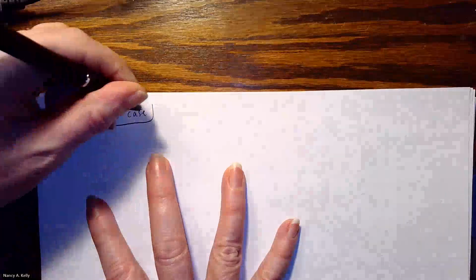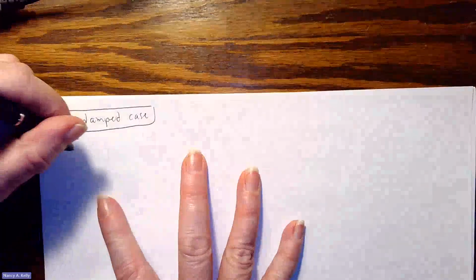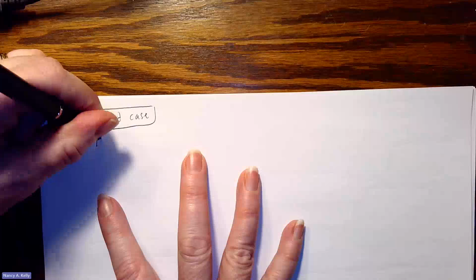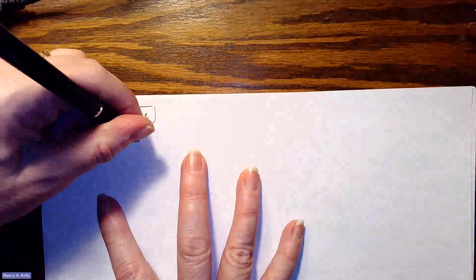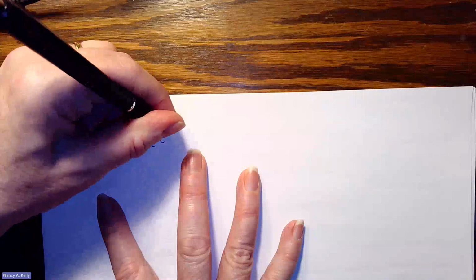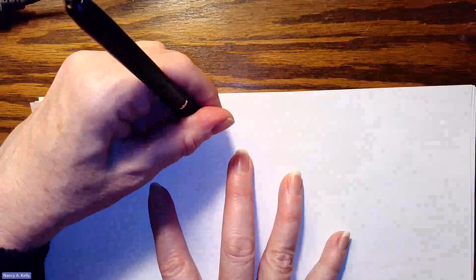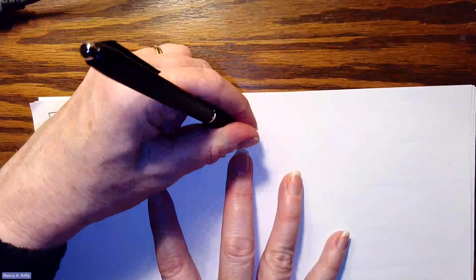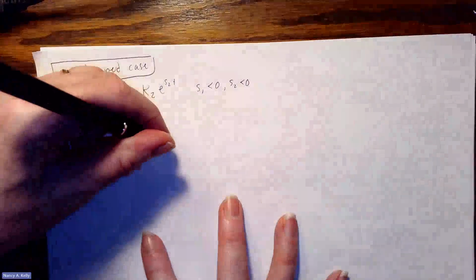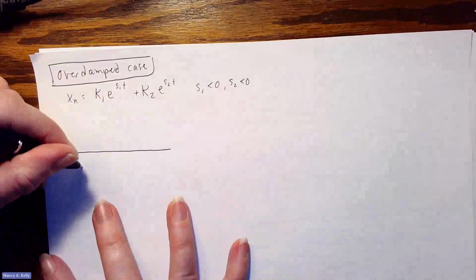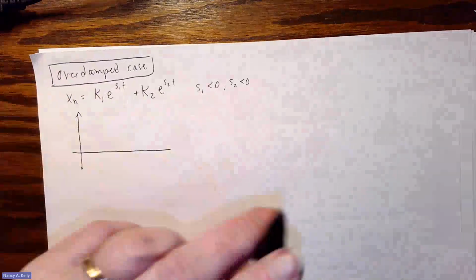I'll write this overdamped case. We have x sub n is equal to k1 e to the s1 t plus k2 e to the s2 t, and both s1 is less than 0 and s2 is less than 0. Okay, so what do these look like? Well, the first term, I'm just going to assume that k1 is positive. Okay, what's it going to look like?